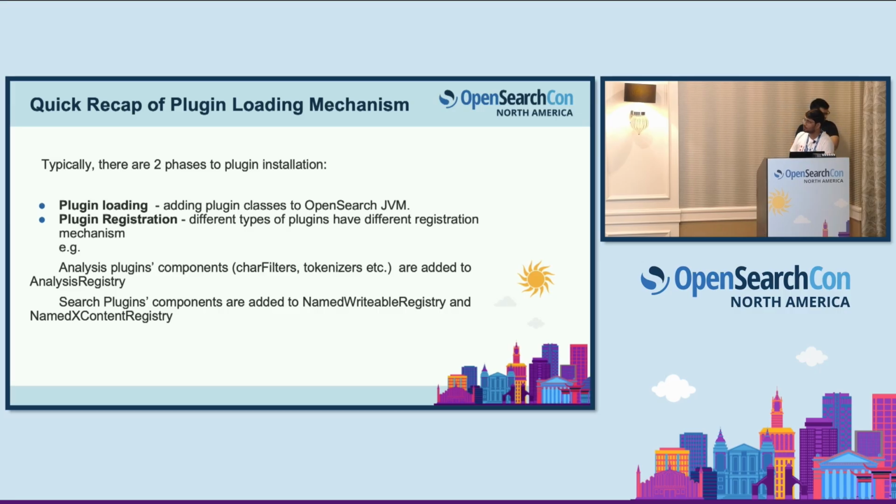Typically, there are two phases to plugin installation. One is plugin loading. This basically means adding the plugin classes to the OpenSearch JVM. And currently, this happens during node bootstrap only. Further, this process is common for all the plugins, right? Then we have plugin registration, where different plugin types have their own registration mechanisms. For example, analysis plugin components like char filters, tokenizers, or token filters are added to the analysis registry. Similarly, for search plugins, components are added to the named writable registry and the named X content registry.